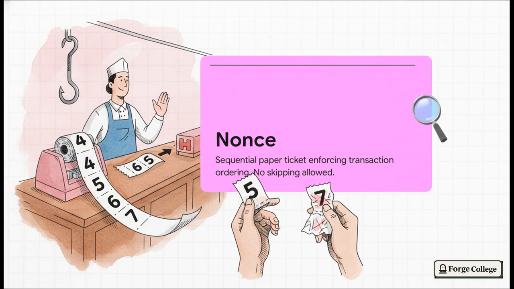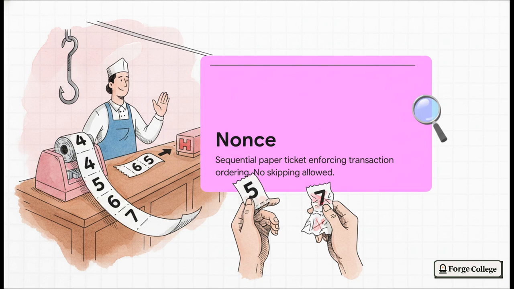I actually like to humorously explain the nonce as that little sequential paper ticket you pull at a super crowded deli counter. The network consensus strictly enforces that for any given sender, only the transaction with the next exact sequential nonce can be included. So if you're holding ticket number 5 and you try to hand the butcher ticket number 7, yeah, you're going to be ignored.